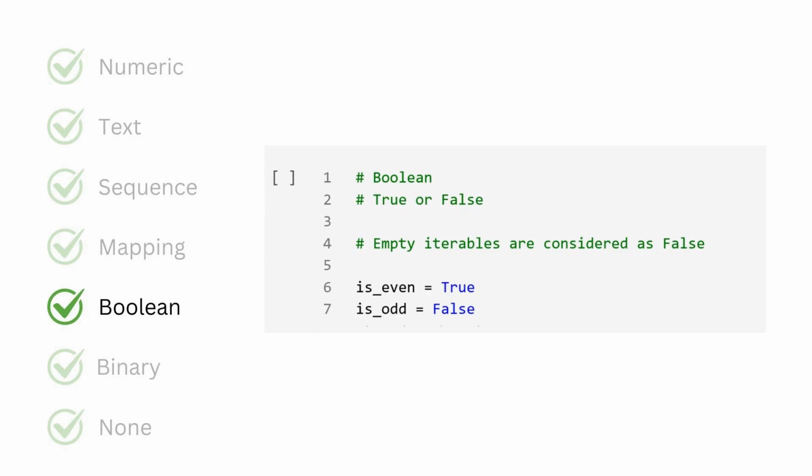Boolean variables are used to hold one of the following two values, true or false. In Python, all empty iterables evaluate to false, like empty lists, empty tuples, etc. In the case of atomic data types, zeros and empty strings are considered to be false. In continuation, all non-empty values are considered to be true.